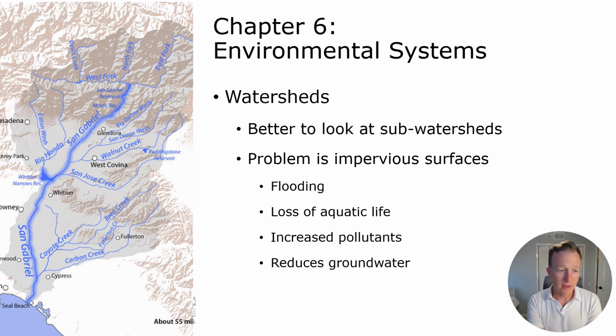So now we'll just say a little bit about watersheds. Watersheds really can be huge areas. It can be hundreds of square miles. So when we talk about watersheds, what we're really talking about in the Los Angeles area, Southern California area, are sub-watersheds. And so we have smaller rivers in the LA area and the Southern California area. But this example here on the left is the San Gabriel River watershed.